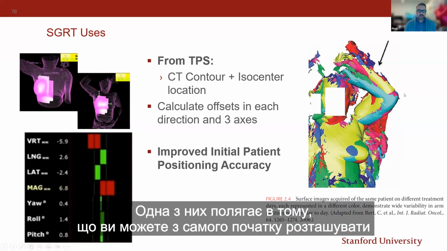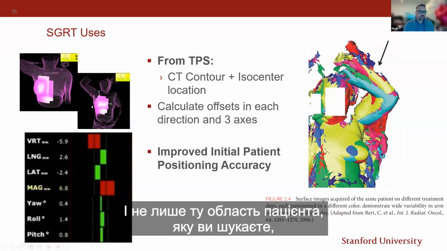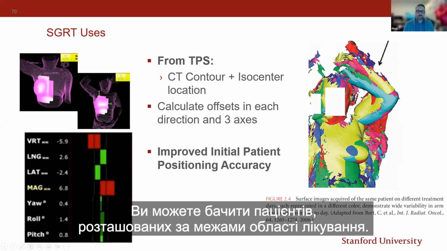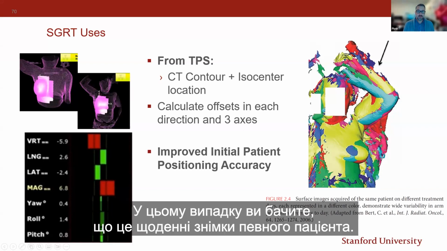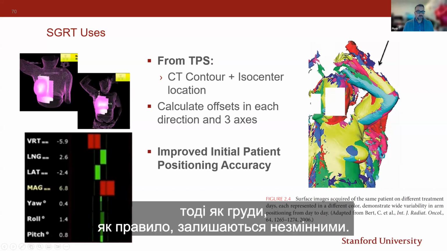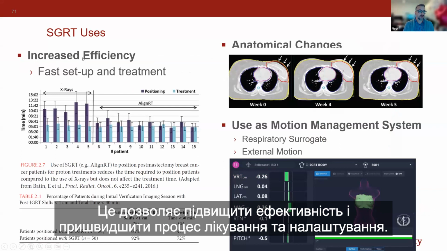One is that you can initially position the patient right off the bat very quickly into the right position, and not just the patient's area that you're looking for, which is usually highlighted like this. You can actually see patients positioned outside of the treatment region. In this case, you can see these are daily snapshots of a certain patient. You can see the arm has a lot of variability, whereas the breast is usually bang on. This has been shown to greatly increase your efficiency and get you a lot faster through your treatments and through your setup.